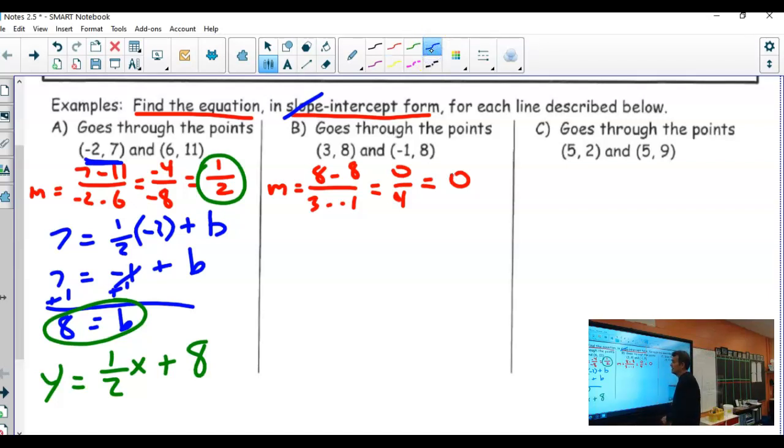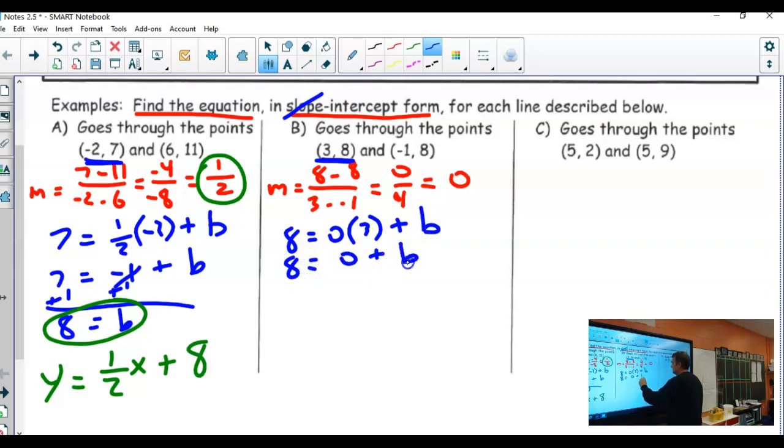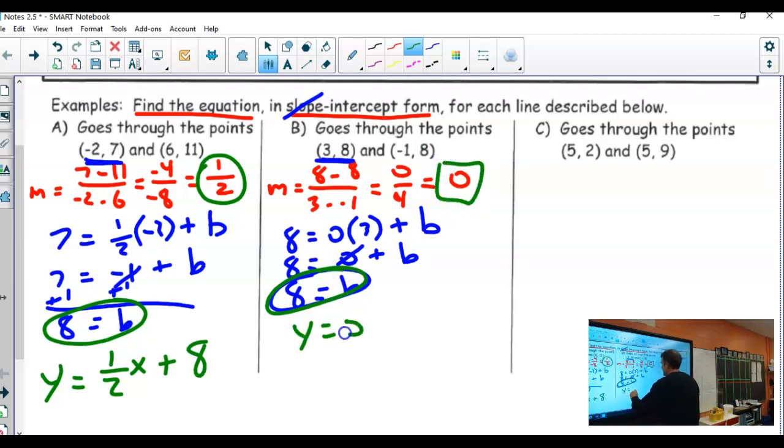All right, so now I need to find the y-intercept. I could find the y-intercept by taking my point. I'll take this one. And I'll go y equals m times x plus b. And I will solve for b first by multiplying 0 times 3, which is 0. I could subtract 0 from each side, but I think we don't need to do that. We know that it just cancels out. And I get b equals 8. I now know my y-intercept, and I know my slope. My equation would be y equals 0x plus 8.